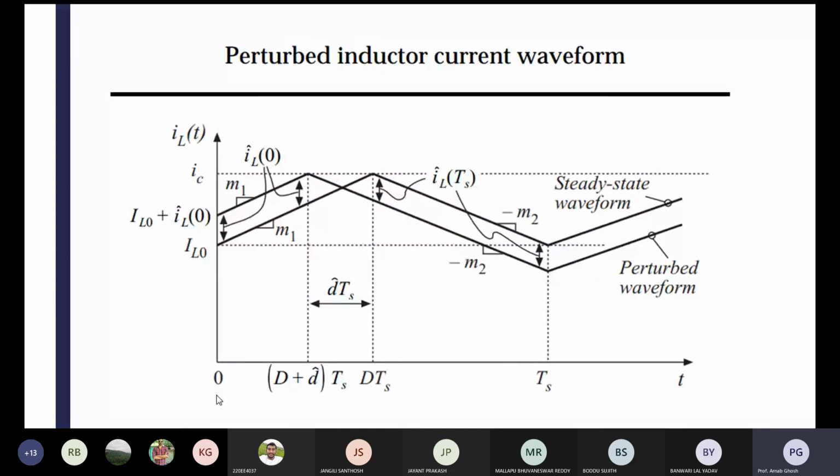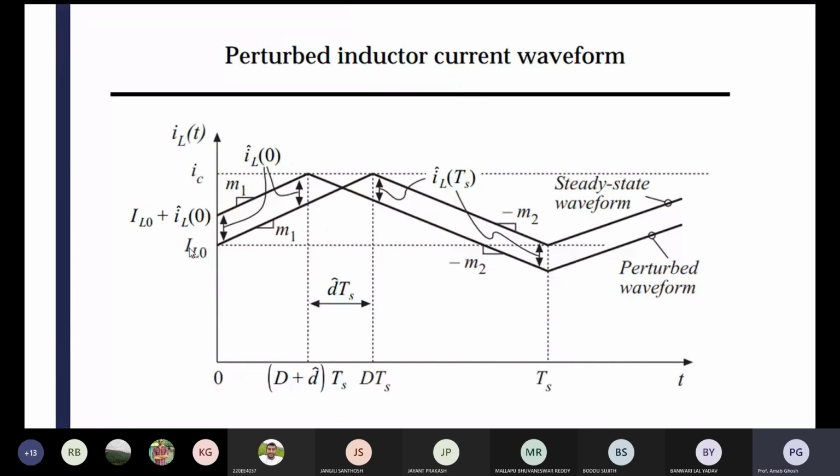Now I am checking the perturbations of inductor current. Perturbation means you have the steady state value IL0, and here you get that value, capital ILTS. Now you are giving a small disturbance, and that may cause a shifting of the responses. You are giving a positive perturbation, a positive disturbance.